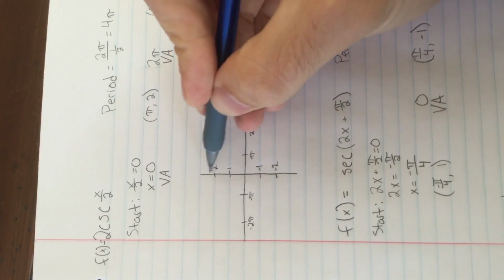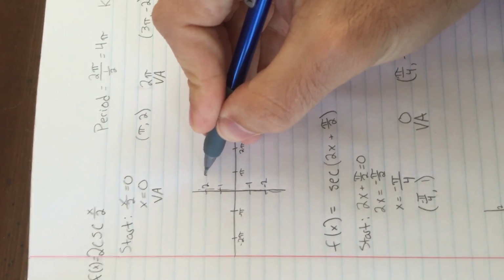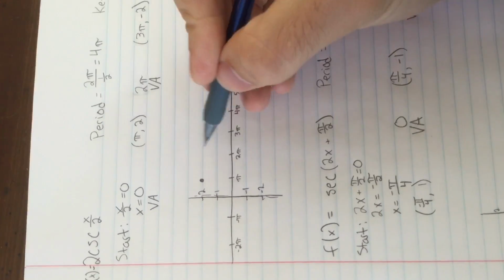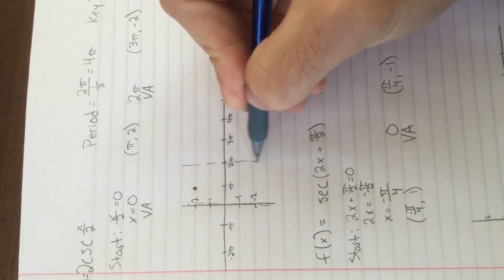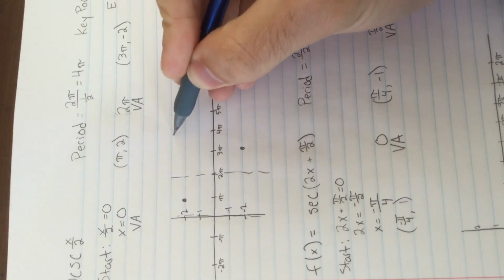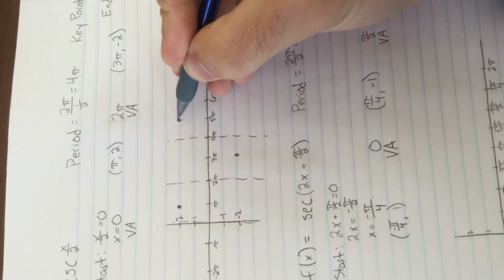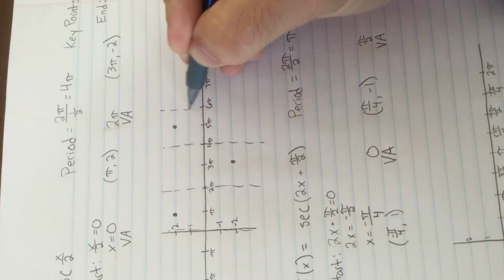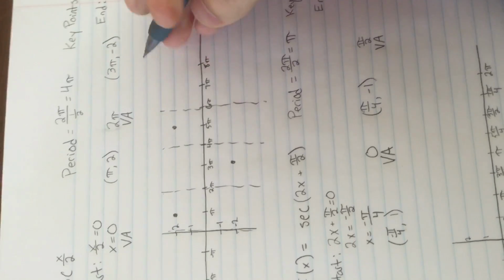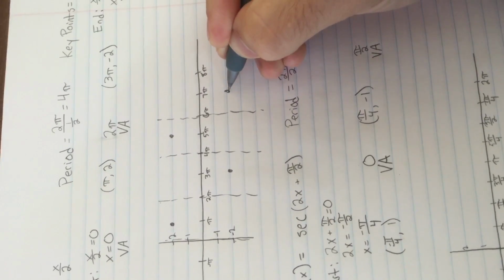So I'm just going to draw in, okay, we have a vertical asymptote at 0. Pi is going to be up here at 2. 2 pi is a vertical asymptote. Then 3 pi is going to be down here at -2. And I can just continue this process, because it is a periodic function. It's going to continue to repeat that same cycle.